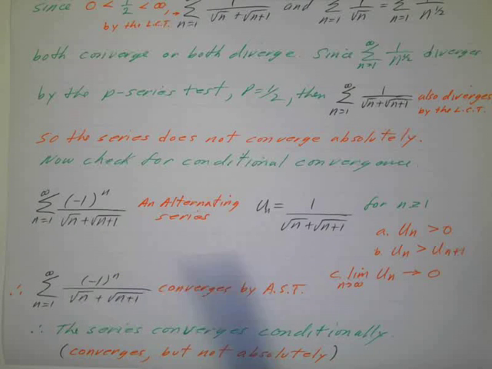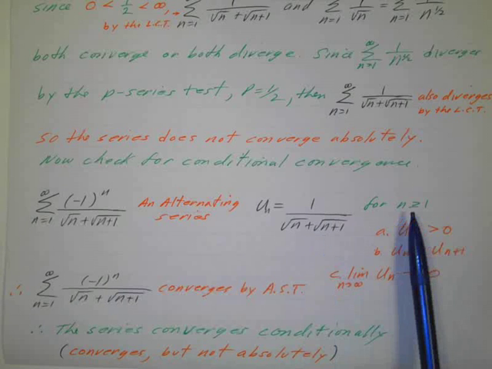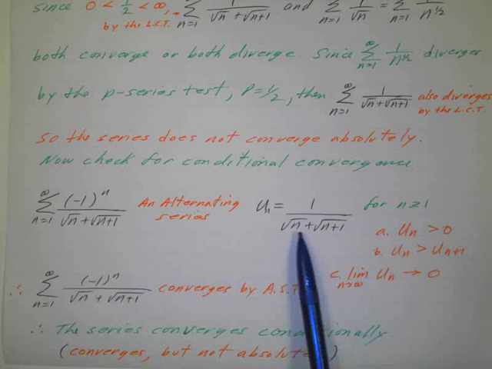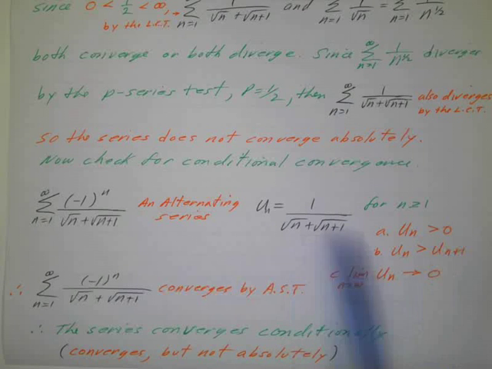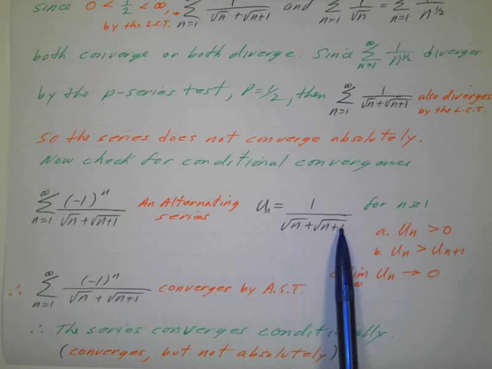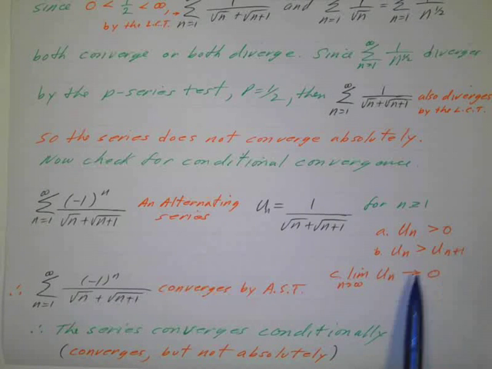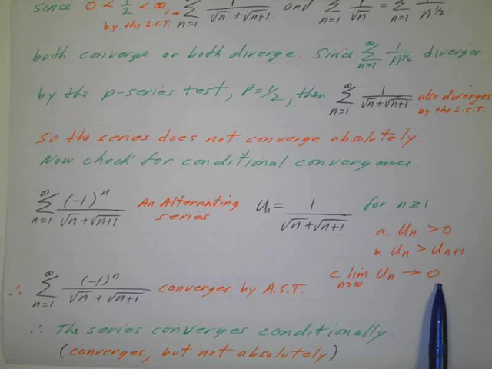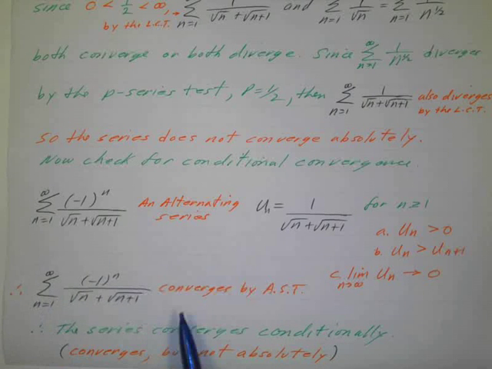It is an alternating series, and the term without the alternating part is 1 over the square root of n plus the square root of n plus 1. For n greater than or equal to 1, my u sub n is greater than 0. That's obviously positive. And it is decreasing. As n gets bigger, the denominator gets bigger, which means the fraction gets smaller. And if I take the limit as n approaches infinity, that's 1 over infinity, which is 0. So it meets the three criteria for the alternating series test.